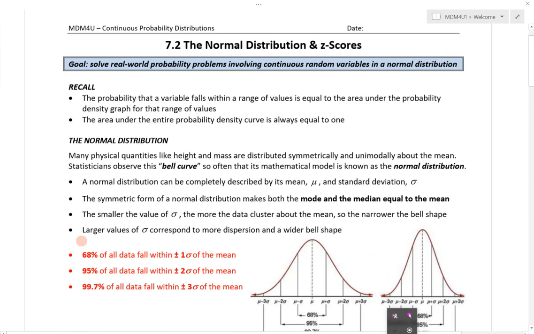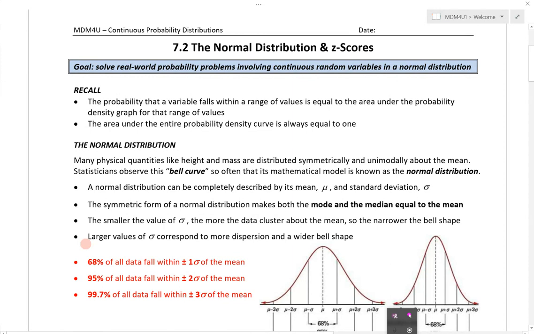Okay, so 7.2, the normal distribution. So remember that the probability of a variable that falls within a range of values is equal to the area under the probability density graph for that range of values. So we're talking about probability distribution, so the probability of all the possible outcomes. Remember that. So in a continuous sense, it's always going to be the area under the graph. And remember also the area under the entire probability density is equal to 1. Okay, so it's because you're taking into consideration all the outcomes.